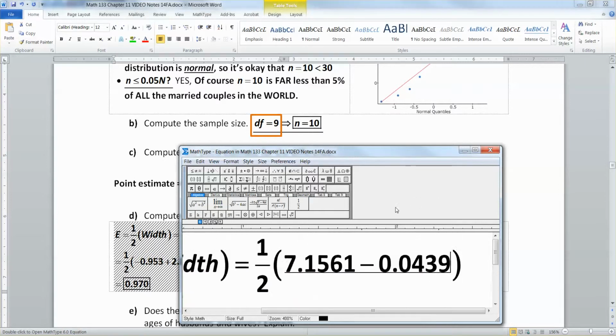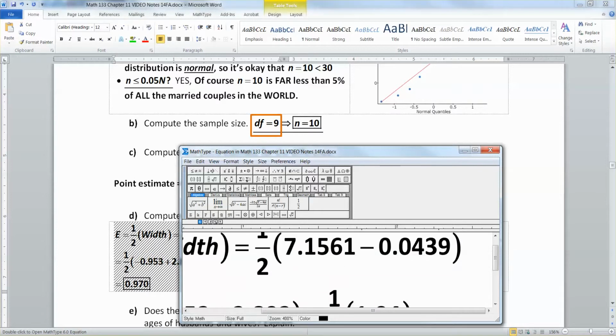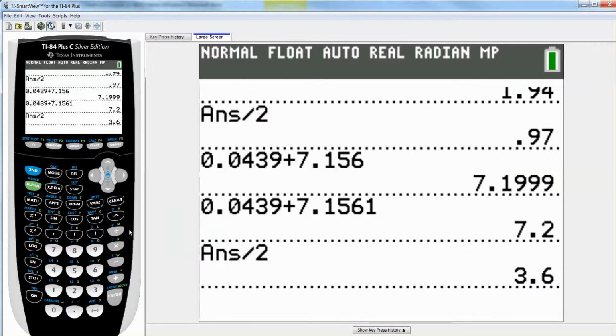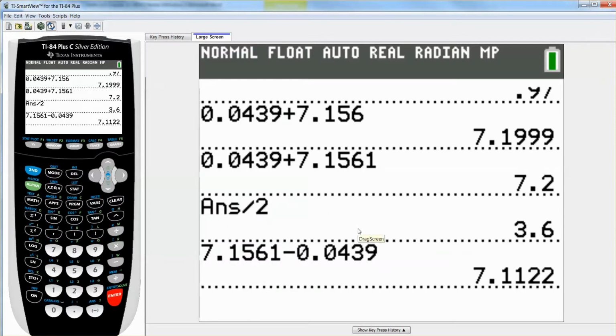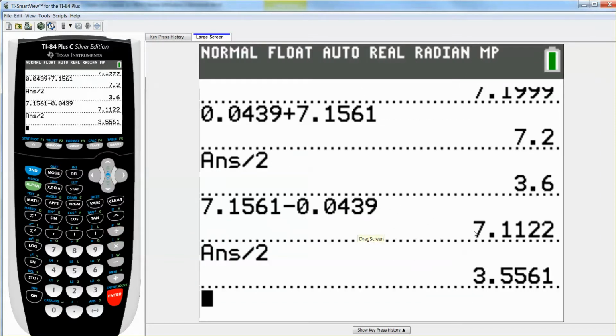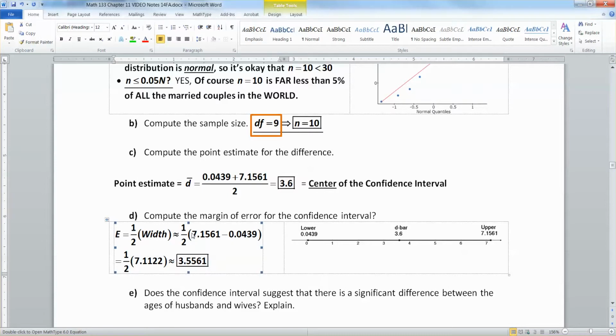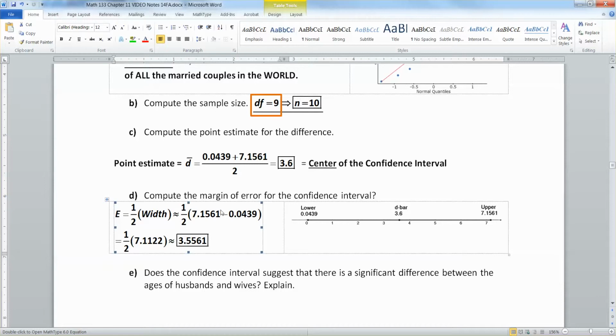That should be good. All right, so I need to find that distance right there. So 7.1561 minus 0.0439 gives us this number, and then we're going to cut it in half. So that'll be 3.5561. And that's what I typed up right here. So take half of the high number, 7.1561, minus the low number, take that subtraction, then divide it in half. That'll give you 3.5561 is the distance from the center to the edges.